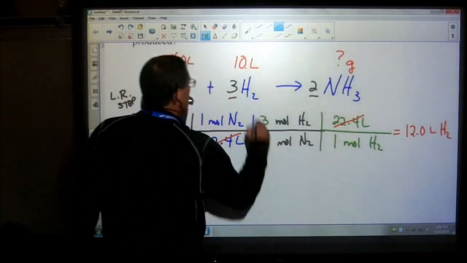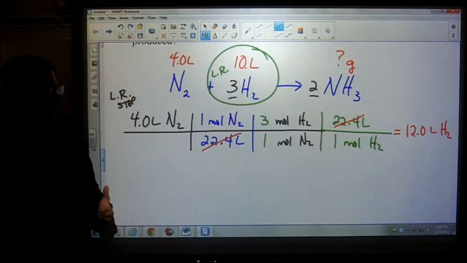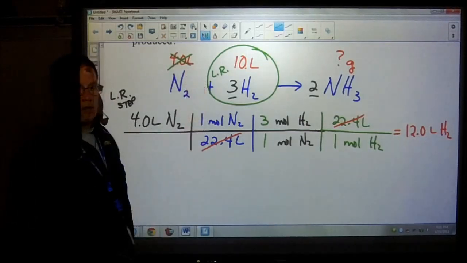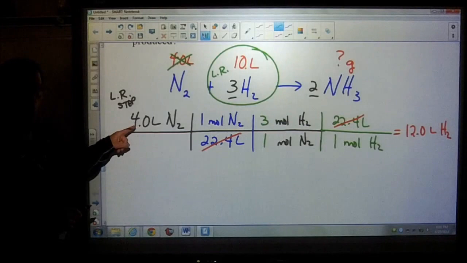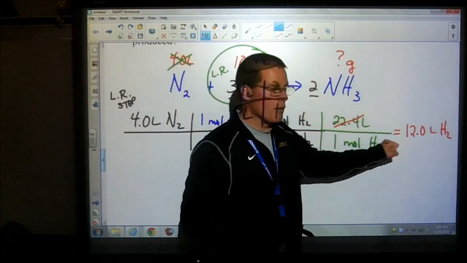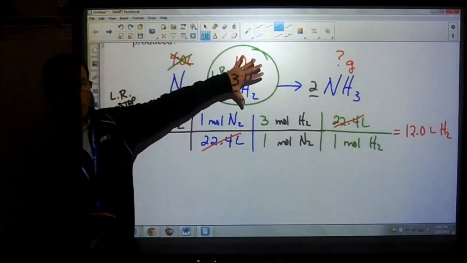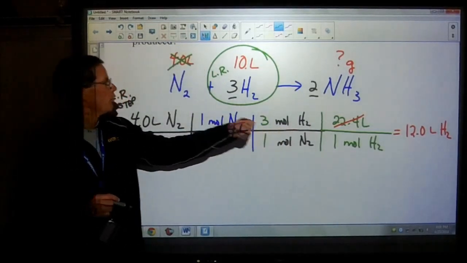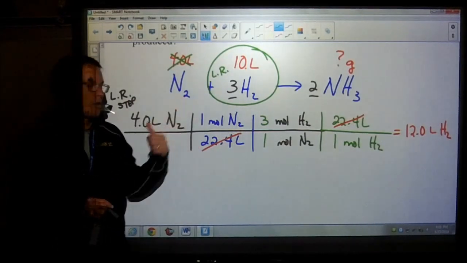So in this case, my hydrogen is my limiting reactant. Since that's my limiting reactant, that's the value that I want to focus on, not the 4 liters of nitrogen. Let me say it again. If I use all 4 liters of nitrogen, I would need at least 12 liters of hydrogen. I only have 10. So that means that all the hydrogen is going to be used up, and I'm going to have leftover nitrogen, because I don't have enough hydrogen to react with all the nitrogen. So therefore the hydrogen is going to go away, and we're going to have leftover nitrogen.